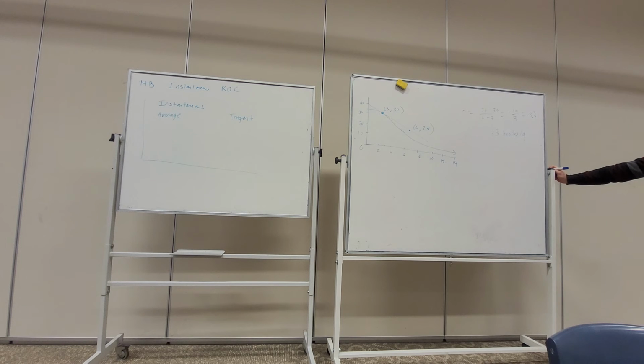So that's what we're doing here today. That's the difference between average and instantaneous, and we're just doing a few instantaneous calculations. And then we can cruise through that pretty quickly, I think.